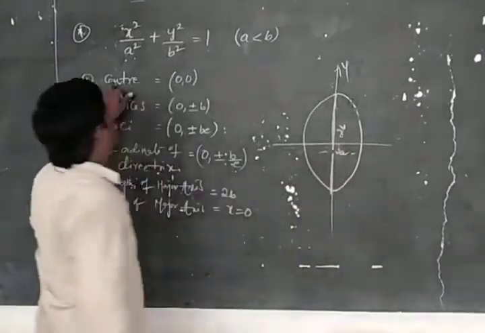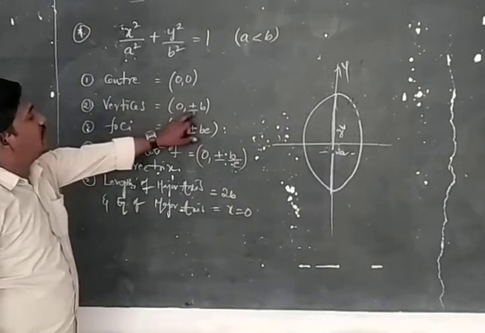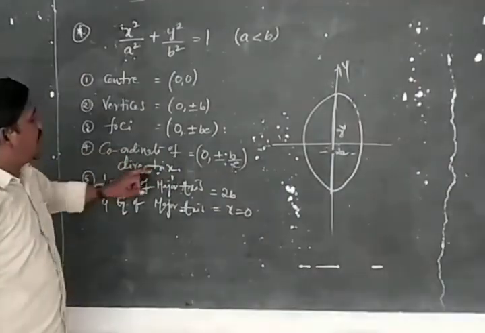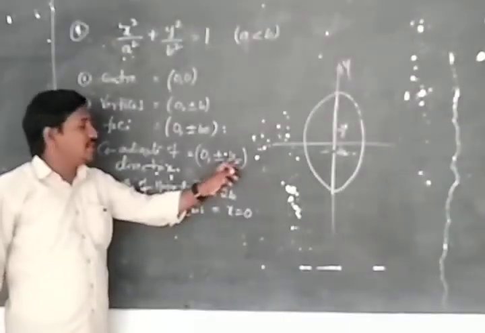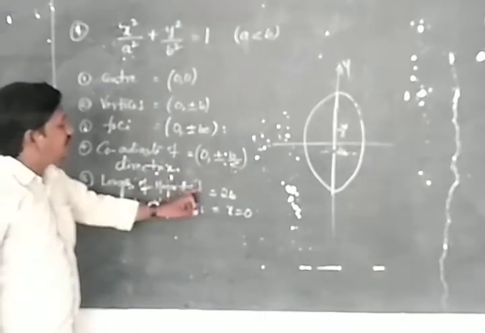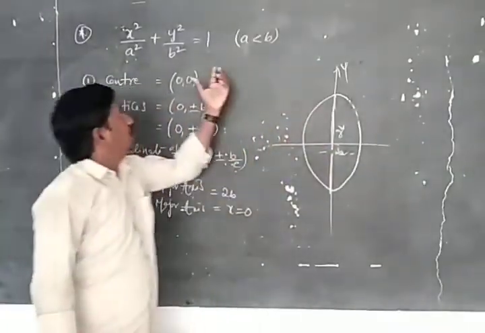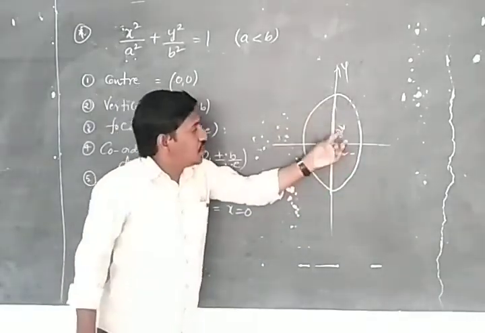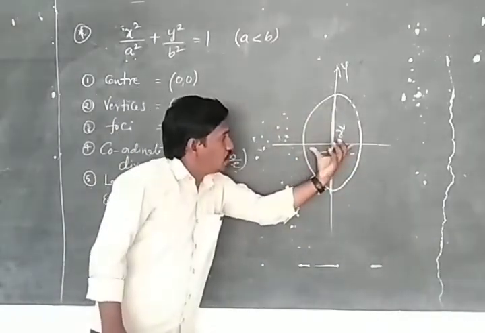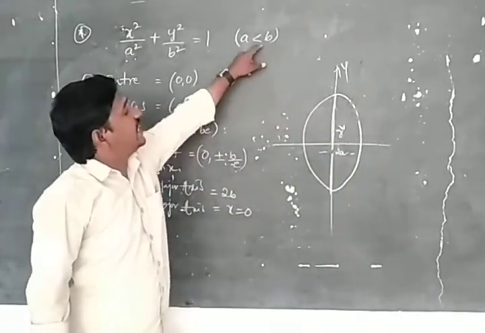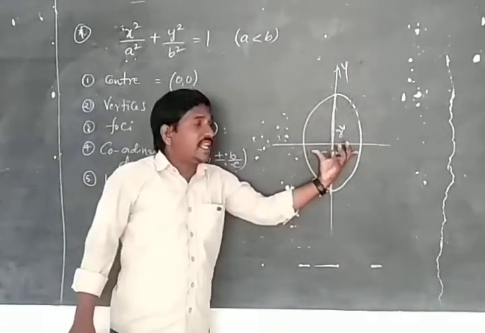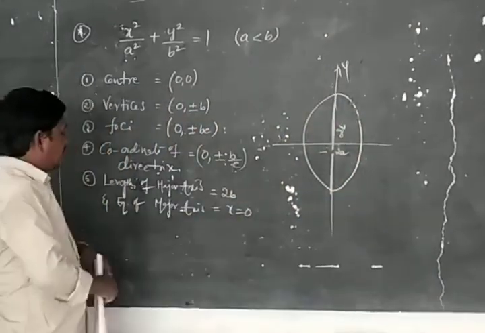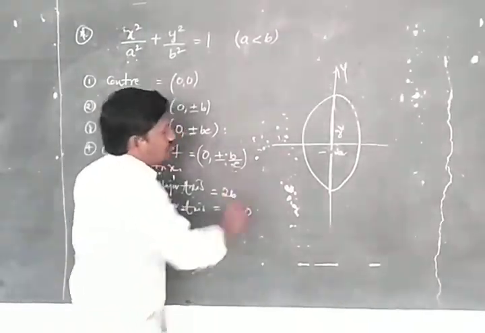So look at once: center 0, 0, vertices 0, plus or minus b, foci 0, plus or minus b, coordinates of directrix 0, plus or minus b by e, and length of the major axis 2b. Why? Because in this ellipse, the major axis becomes the minor axis. If a greater than b, 2a is the major axis and here it is the minor axis. But here 2b is the major axis. So the equation of the major axis is x equal to 0.